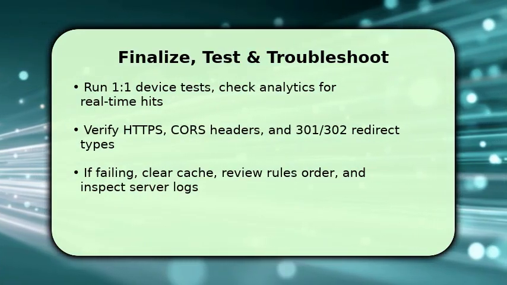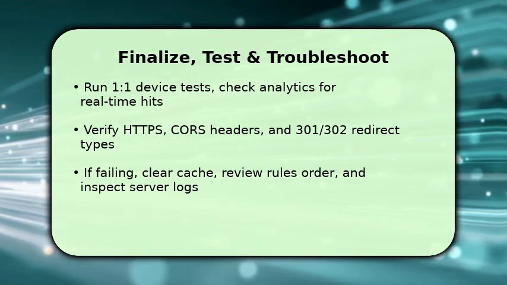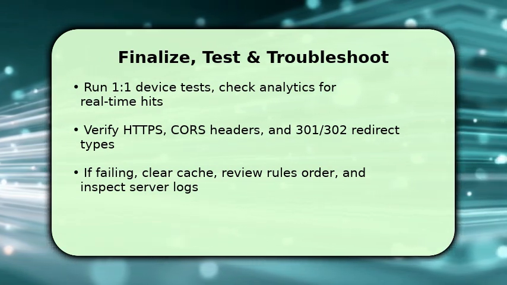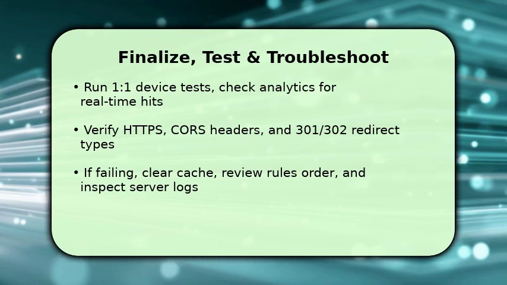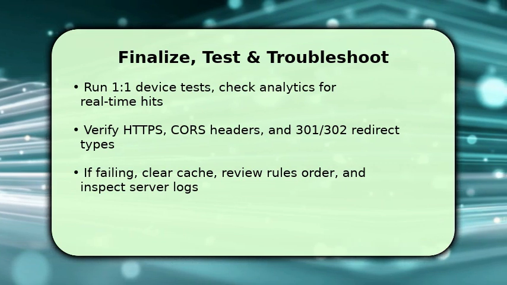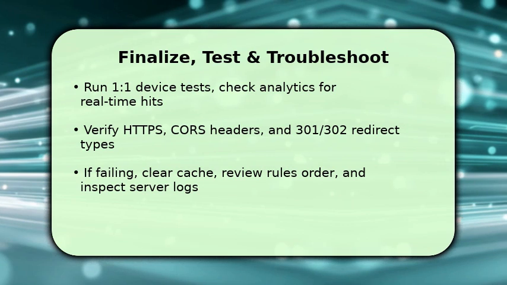Click the smart link from several devices, locations, and channels to confirm routing and analytics events. Make sure the link uses HTTPS, correct redirect type, 301 for permanent, 302 for temporary, and includes necessary CORS headers if used in apps. Once validated, publish and monitor real-time data for the first 24-72 hours to catch anomalies.